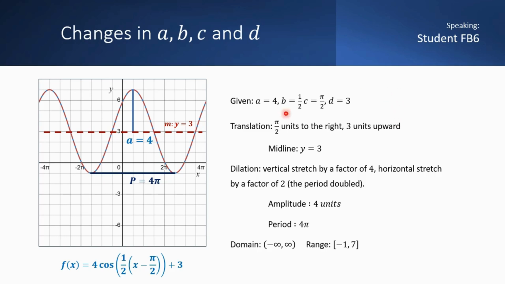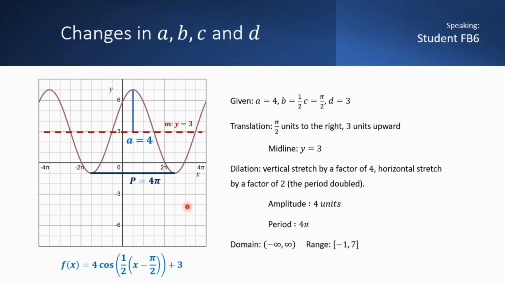So to summarize the properties of the transformed function, given that a is equal to 4, b is equal to 1 half, c is equal to pi over 2, and d is equal to 3, the translation that we have observed is that the parent function moved pi over 2 units to the right and 3 units upward. So therefore, its midline will be at y is equal to d, or y is equal to 3. And we have also observed dilation.